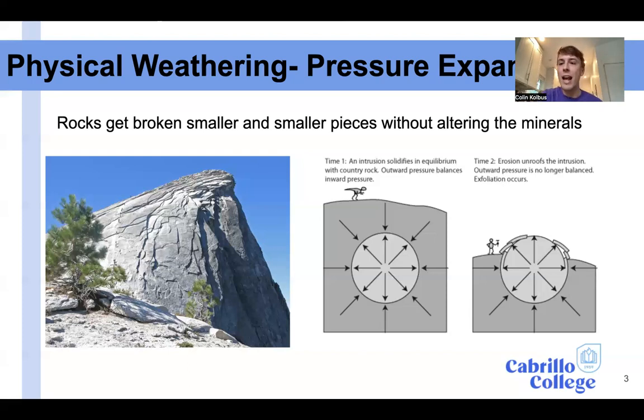Here we have a sort of granite batholith, and these are formed underground under intense pressure. And eventually, when those get exposed on the surface, like Half Dome in Yosemite, they'll start to fracture off into these sheets because of this lack of return of pressure. And that's called pressure expansion.